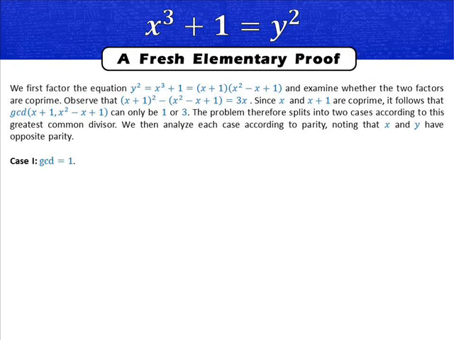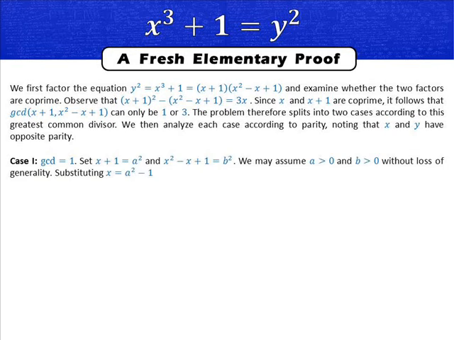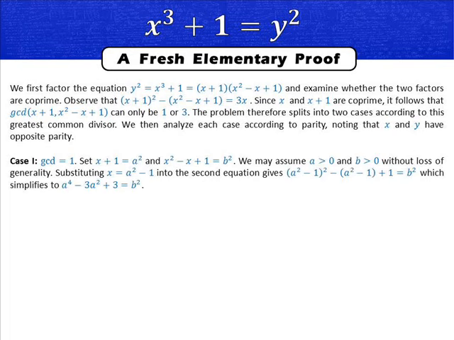Case 1 deals with the greatest common divisor equal to 1. Set the first factor equal to a squared and the second factor equal to b squared. We may assume a and b bigger than 0 without loss of generality. Substituting x into the second equation and simplifying gives a to the fourth minus 3 times a squared plus 3 equals b squared. Subcase x even and y odd.